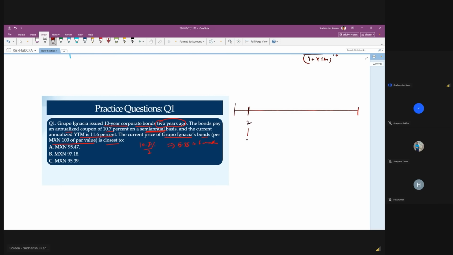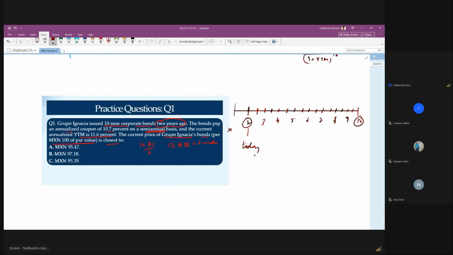We are standing here, today is here, right? I have 16 cash flows: 1 2 3 4 5 6 7 8 9 10 11 12 13 14 15 16, right? This is 3, this is 4, this is 5, this is 6 7 8 9 and 10, right? So this is today, this is the 10th year. Now I'm saying I have 16 cash flows.